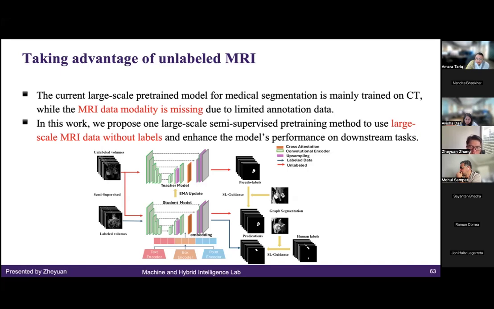So we introduce graph segmentation, which is an unsupervised segmentation method. It can generate some kind of structures for MRI segmentation. It is not accurate, but it can provide some structure there. And this structure can serve as a regularization. This regularization can guide the student model to generate meaningful segmentation rather than random or naive model collapse.